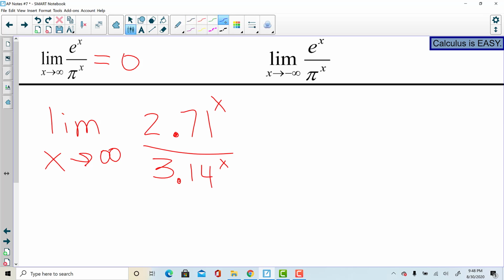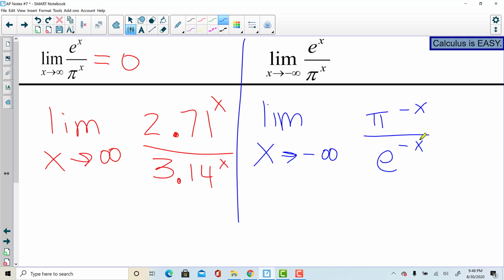For the second example, it's a little bit trickier. Because you're plugging in a negative, we're going to want to rewrite this limit. Now when I plug in the negative infinity, I just get pi to the infinity over e to the infinity. Now remember, pi is the bigger number, so the top wins, and this one's just going to give us infinity.